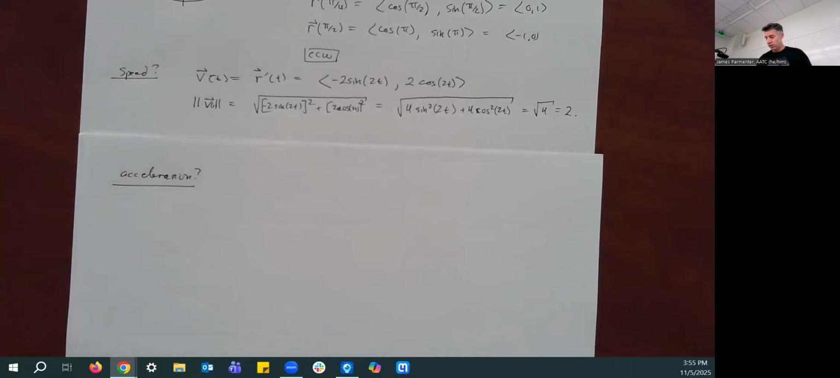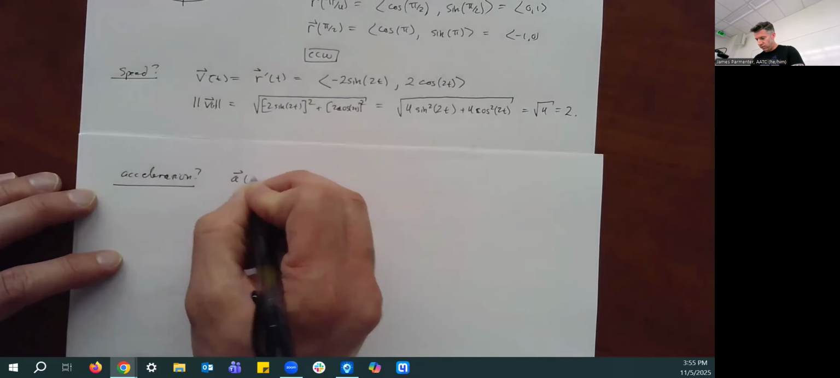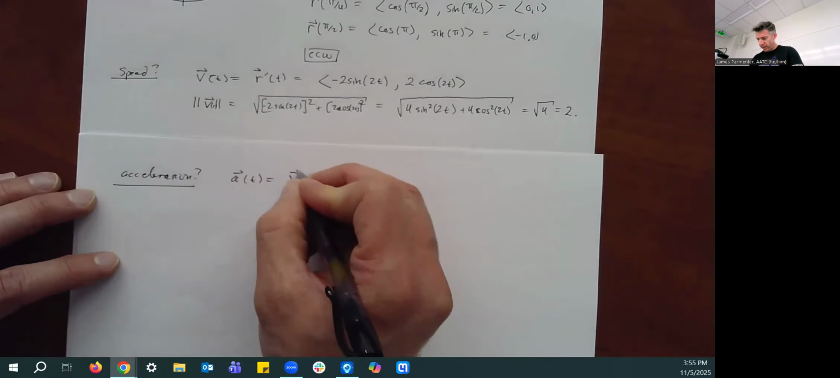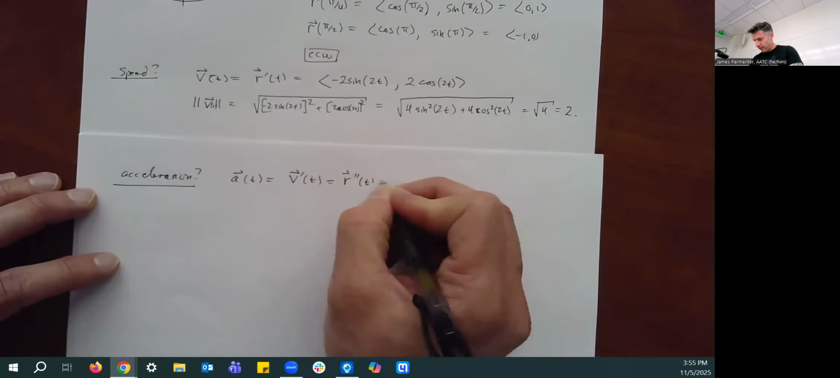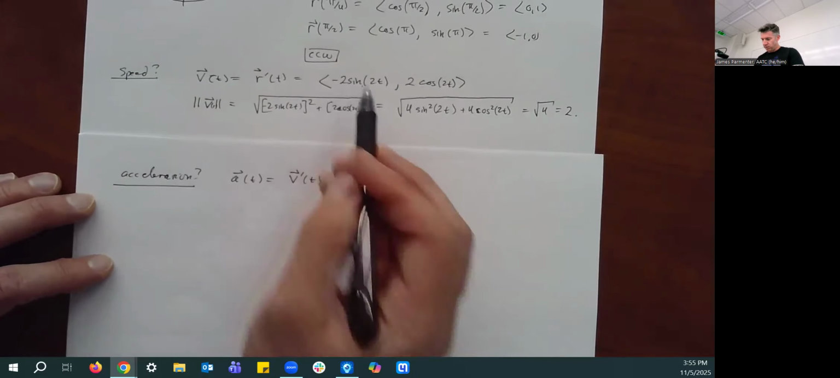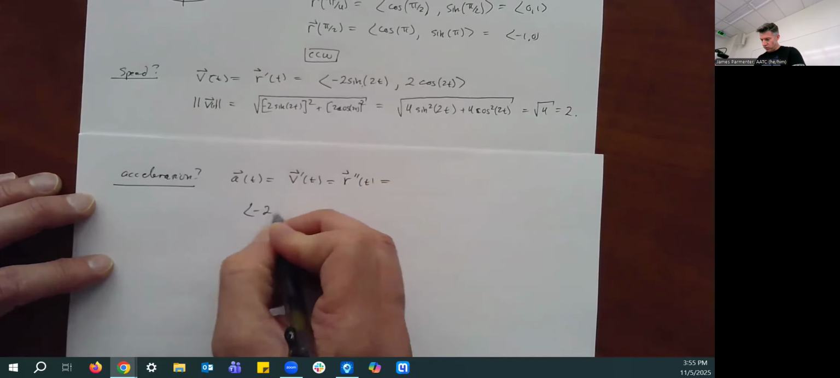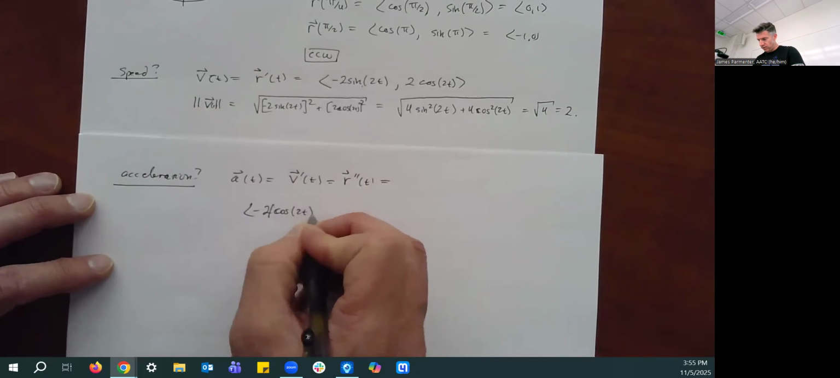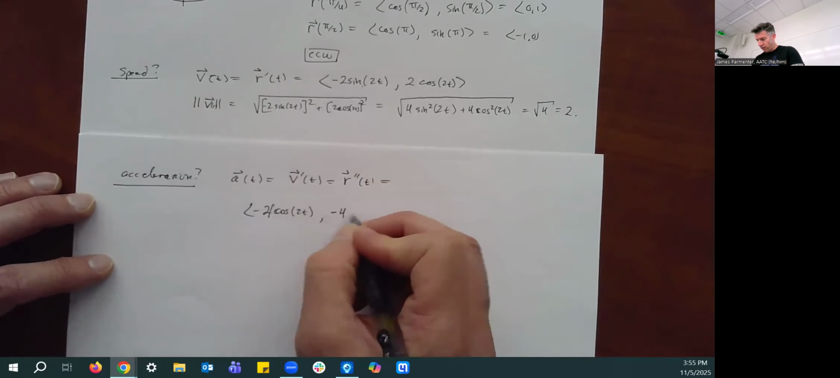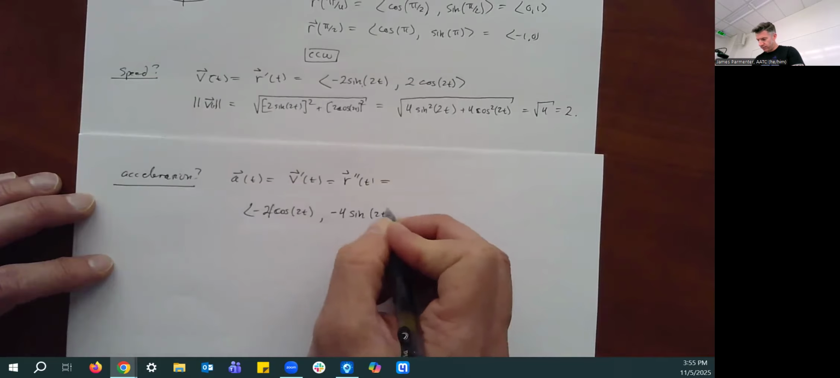It also has a direction to it. So the acceleration vector is going to be the derivative of our velocity vector or the second derivative of our position vector. And that's going to be, well, let's see, the derivative of velocity is going to be -4 cosine of 2t, comma, -4 sine of 2t.